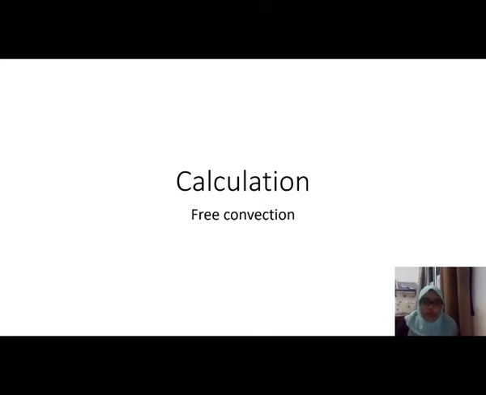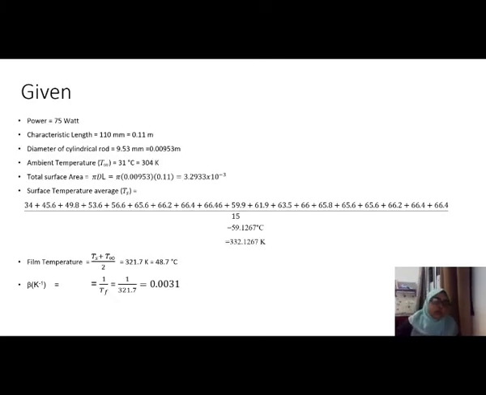Assalamualaikum, my name is Afifah Hamdia, MA18100. The data was given by the manufacturer, so we got the data for the power, which is 75 watt, and the characteristic length, Sc, 110 millimeter, which we need to convert to meter. So we get 0.11 meter. After that we got the diameter of the cylindrical rod, which is 9.53 millimeter, so we need to convert it to meter.